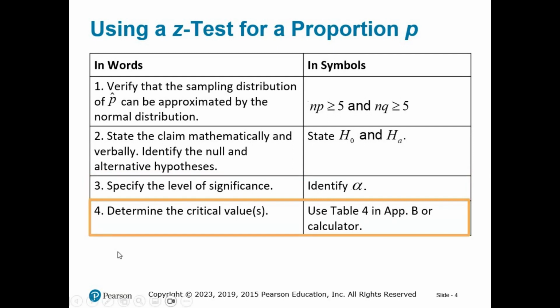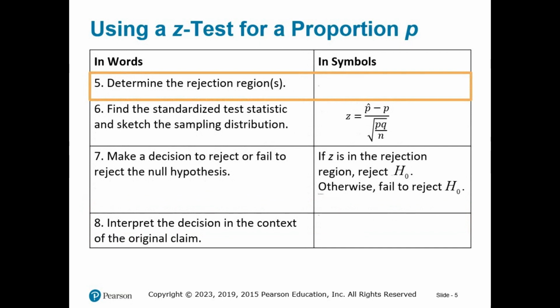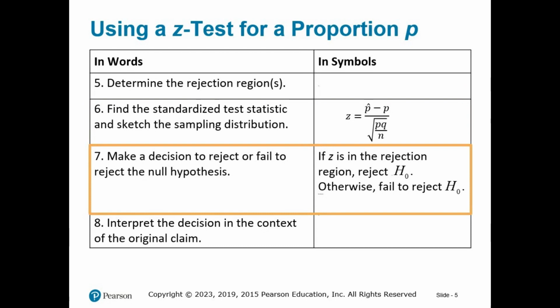Next, we're going to determine our critical value or values using table number 4 in Appendix B at the back of your e-text or using your calculator inverse norm function. Those values are then used to place your rejection regions. Then you find the standardized test statistic using the formula and sketch the sampling distribution. Next, you make a decision whether to reject or fail to reject the null hypothesis based on whether the test statistic is in the rejection region or not. Finally, you interpret the decision in the context of the original claim.